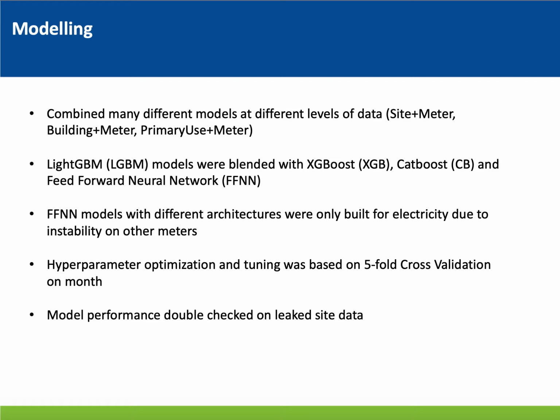The parameter optimization and tuning was based on a 5-fold cross-validation that we had set up based on month. So we divided the dataset into 5 folds and we used those folds to validate our hyperparameters, weights, and different aspects of our model. We also double checked the final weights and the parameters on the leaked sites data just to ensure they were optimal and the best.